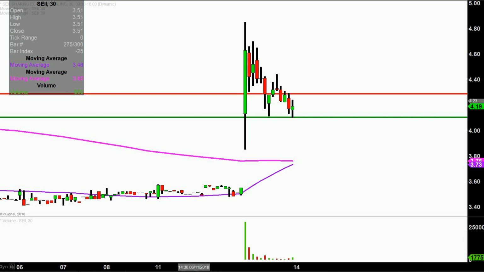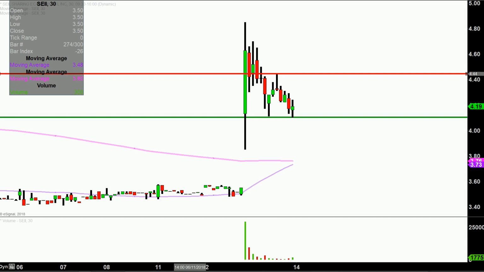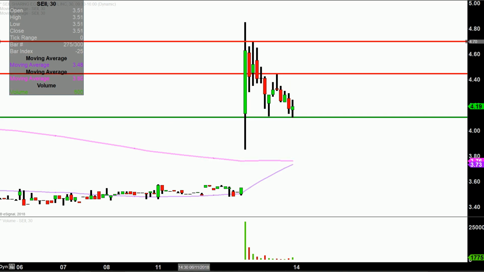In terms of areas of resistance, two main ones stand out. First one is more so a shorter term one. That's right there at $4.45. And then the other one is essentially the previous highs right up here around 4.70.